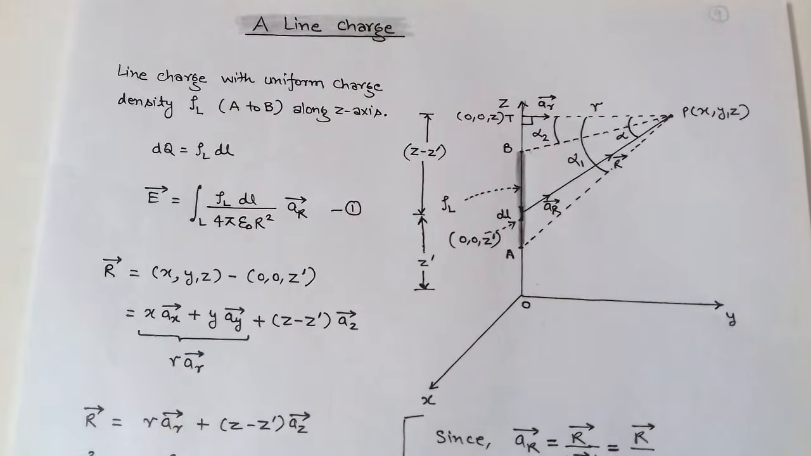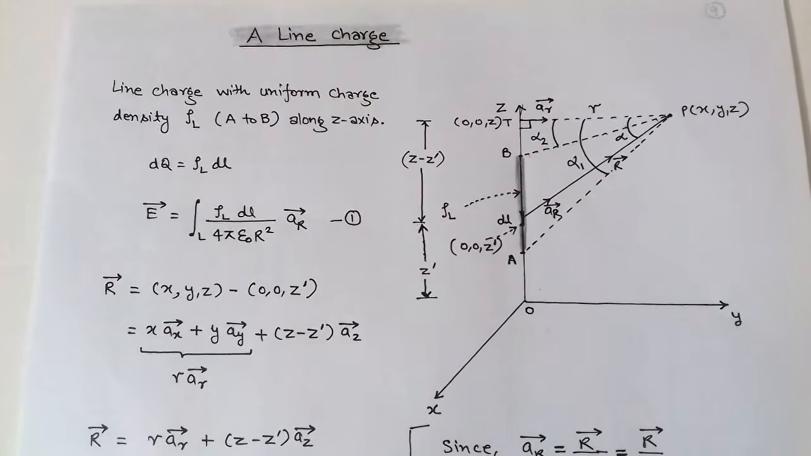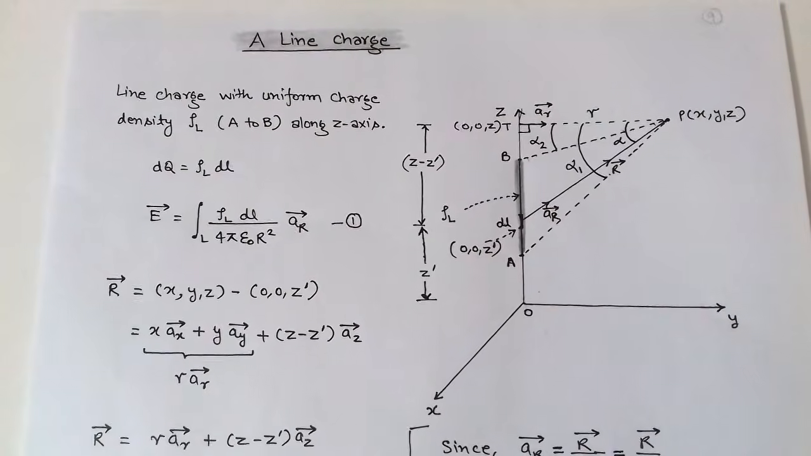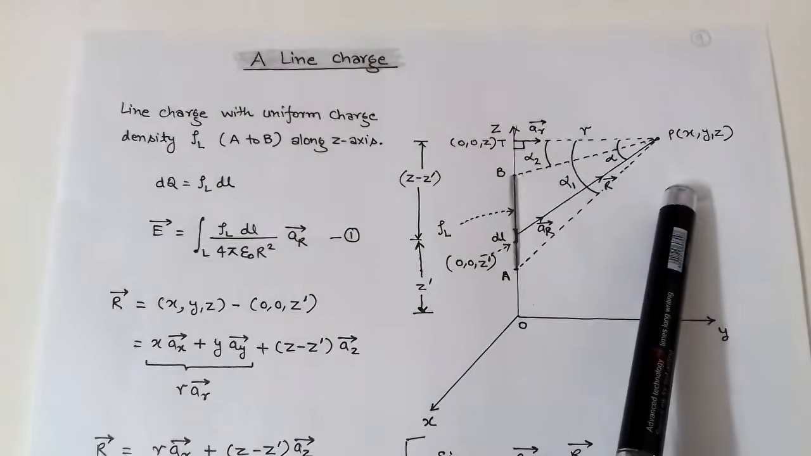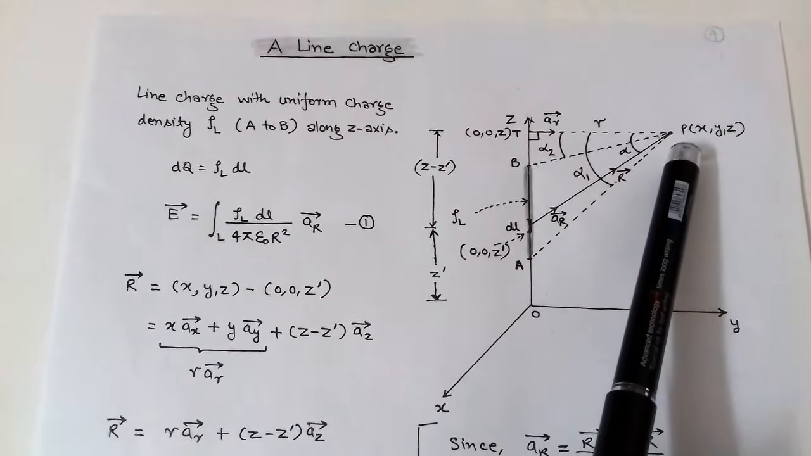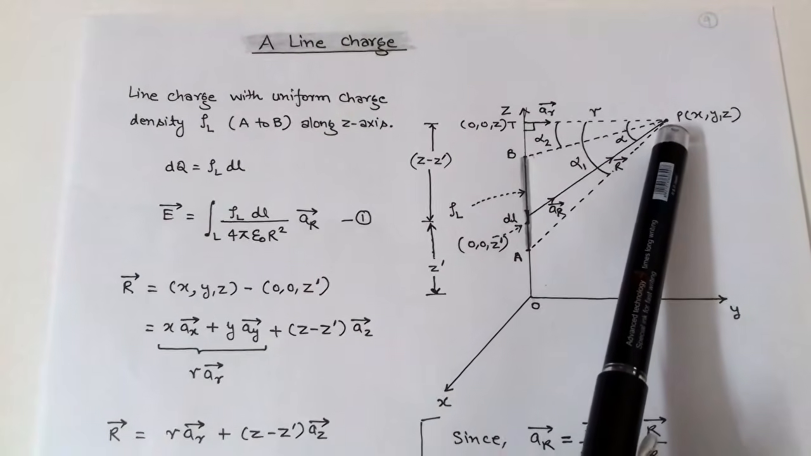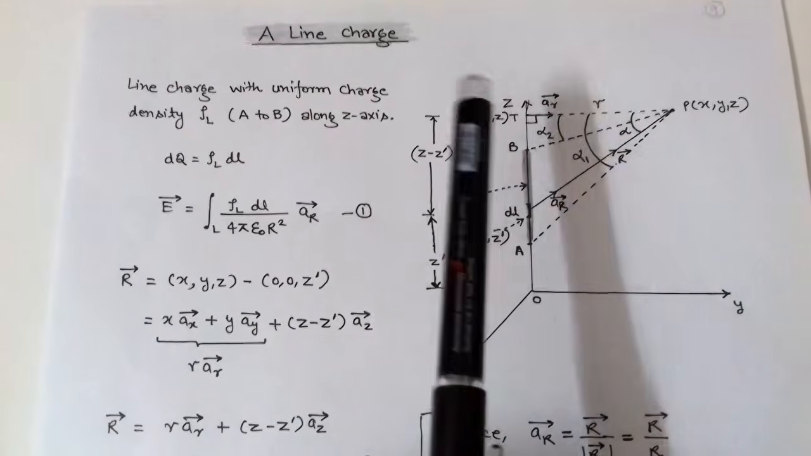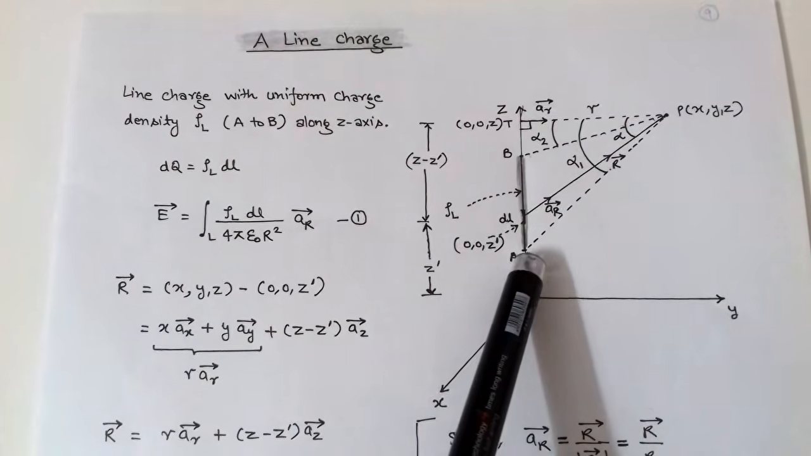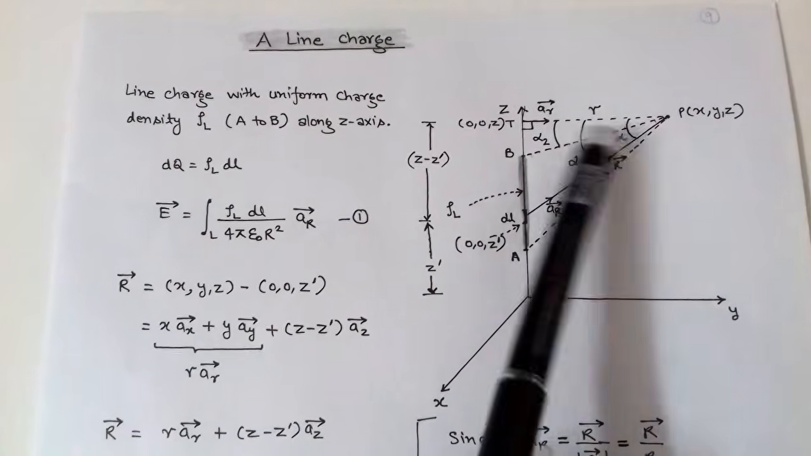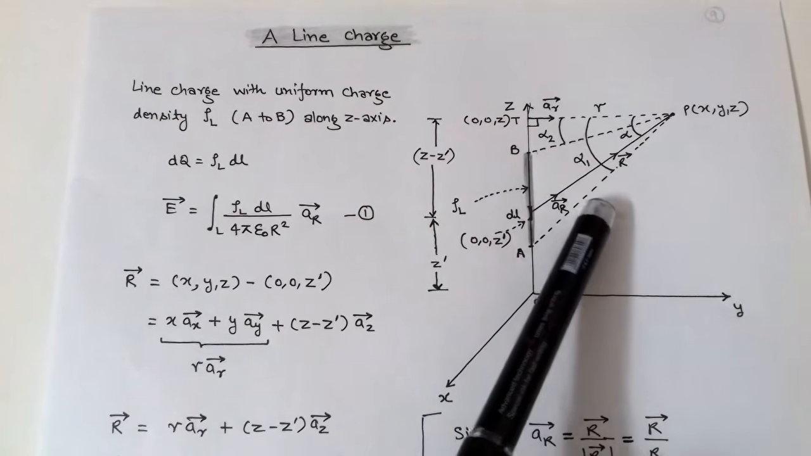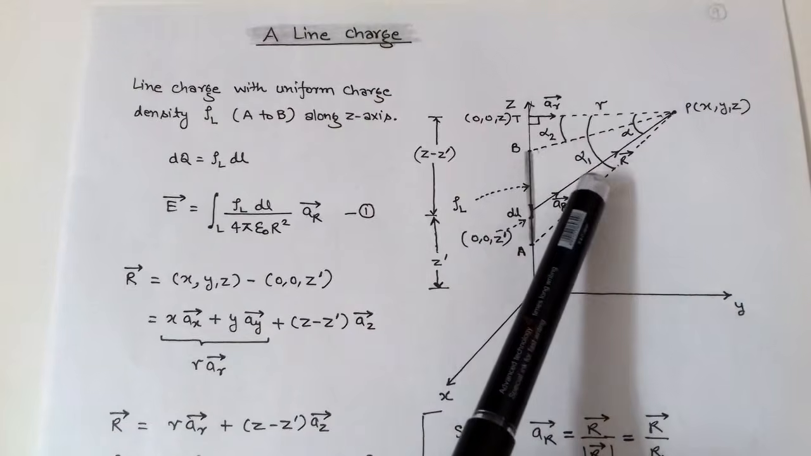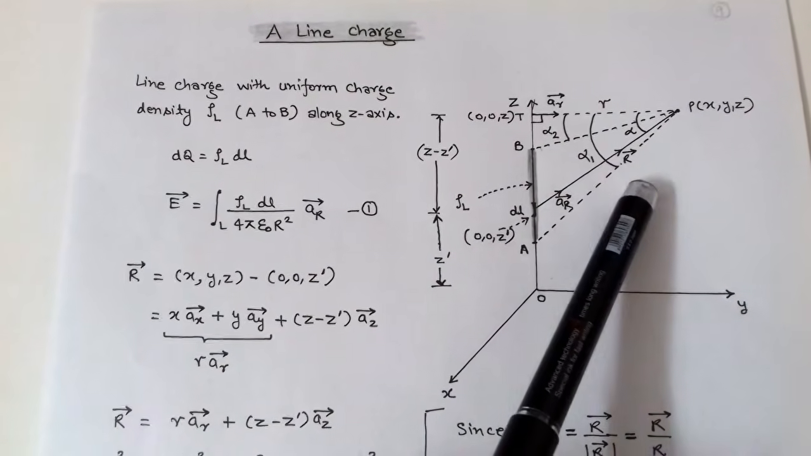Now to determine this, we have some construction. First of all, we will join the point P to the ends of the line, that is PA and PB. Now this PA, PB and the position vector R make some angle.